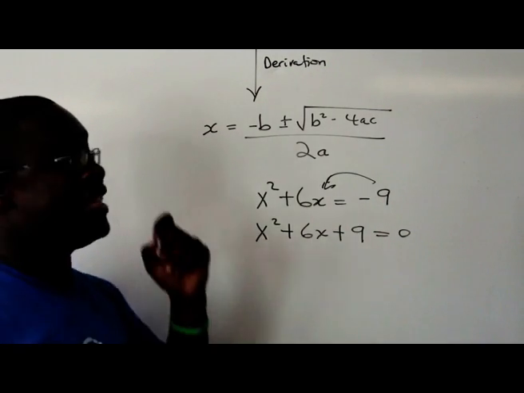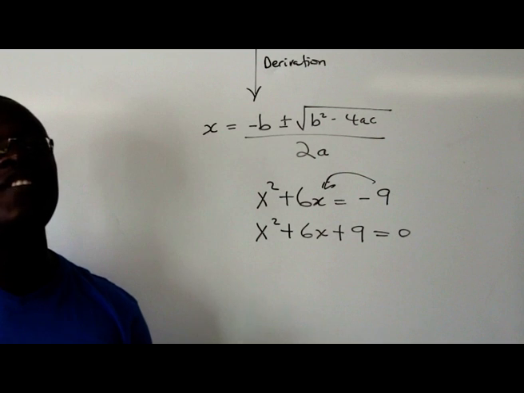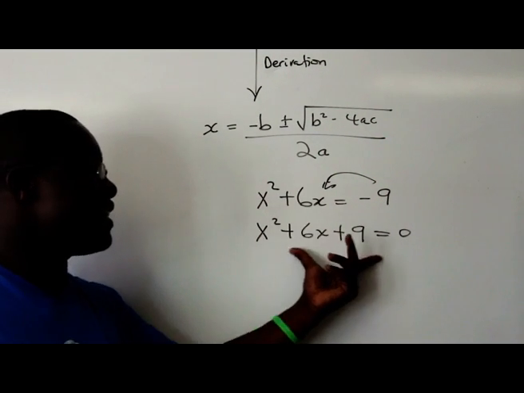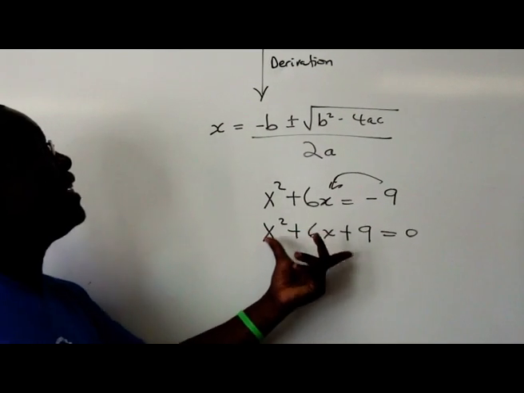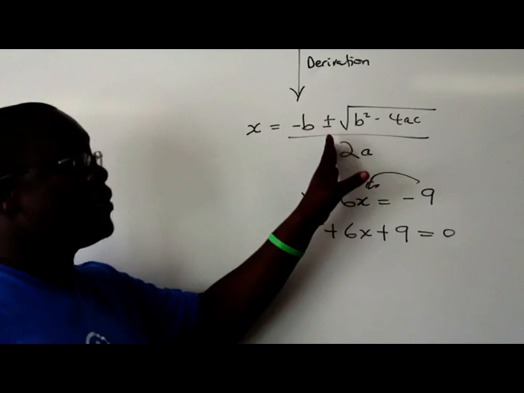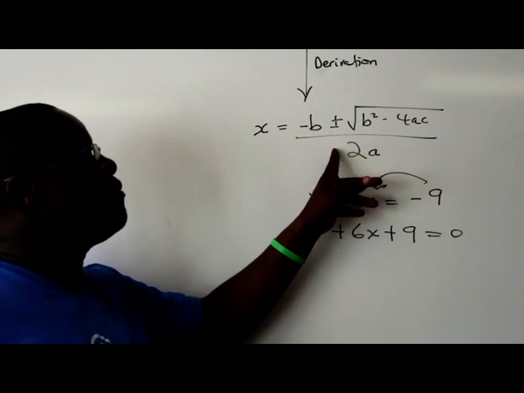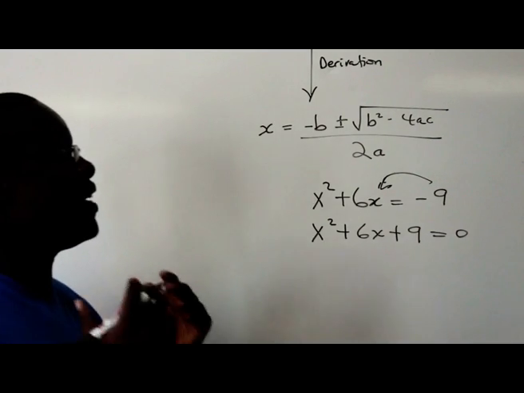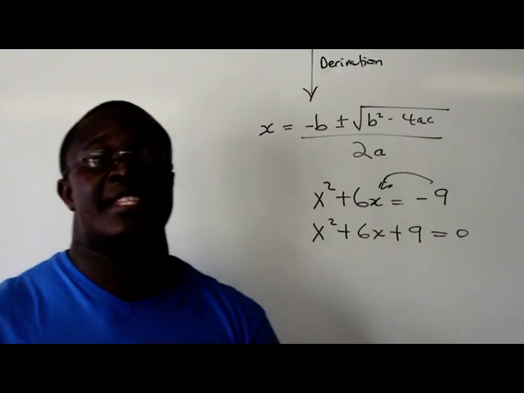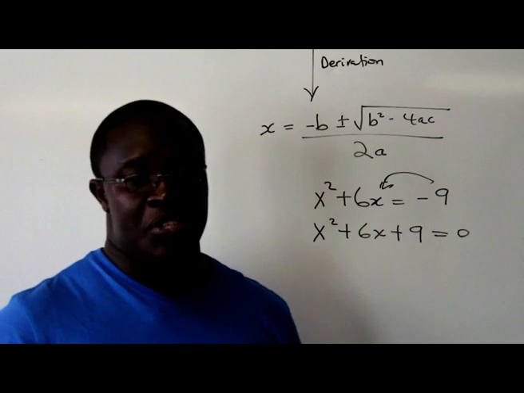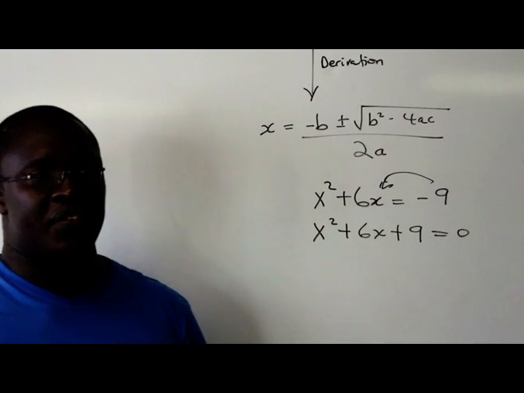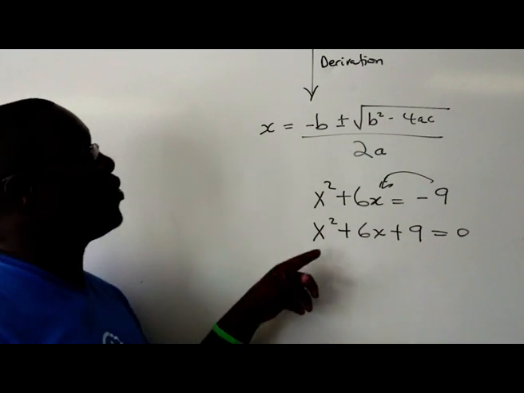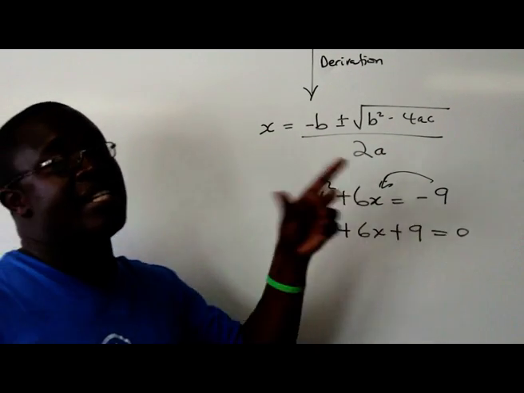The formula is good in that when you can't factorize the left-hand side of an equation, you can simply take the coefficients, substitute them in the formula, and get your answer. Because at times you get these really difficult questions where it's not easy to factorize them. You can't use difference of 2 squares, you can't use normal factorization, so you go straight to the quadratic formula.